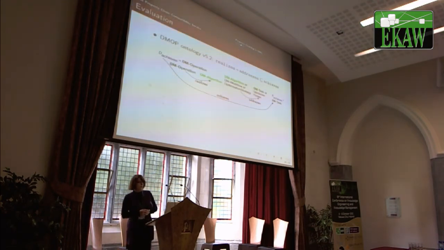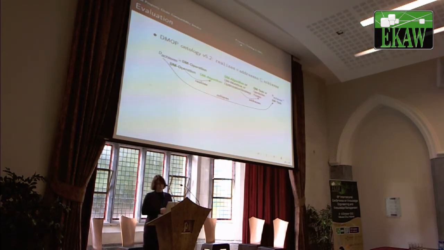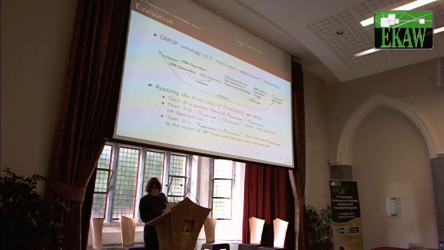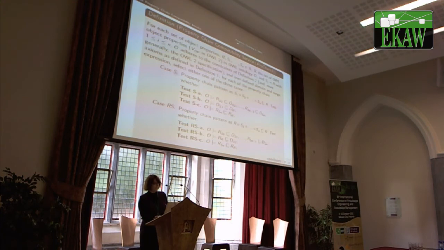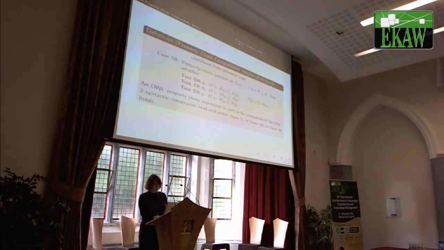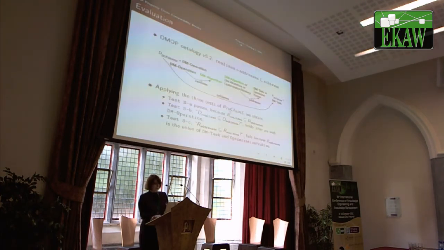So if we see here an evaluation, again, with the Data Mining OPtimization ontology from last year, we have a more elaborate property chain with realizes, addresses, and achieves. If we go through the property chains with the different tests, in this case we have realizes, addresses, and achieves. So that is an instance of what you see here, case S. And we have to apply these three tests to see if it is actually a safe or good property hierarchy. Test A passes because the range of realizes is a subclass of or equivalent to the domain of addresses. So we have this green part there. Test B holds as well because we have the domain of realizes and the domain of achieves.